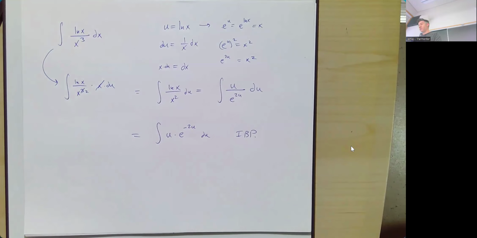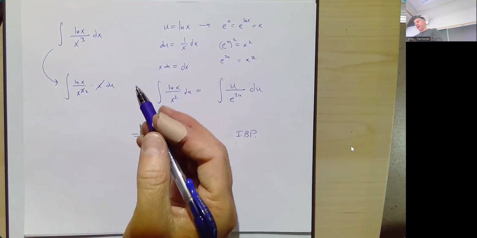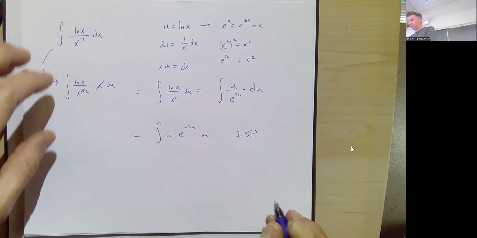If you find yourself doing a wacky u substitution and getting to a place where you're doing integration by parts, it probably means you could have started with integration by parts in the first place. But it's not always true. Sometimes you actually do have to do a u substitution before you get to the more terrible integration by parts part. But here, it's not the case.